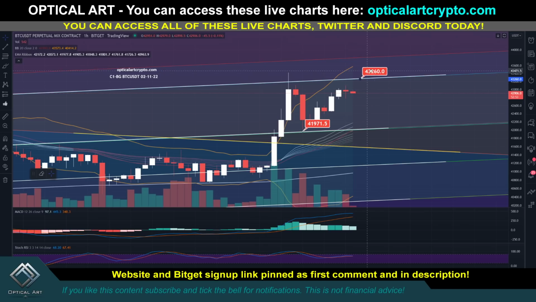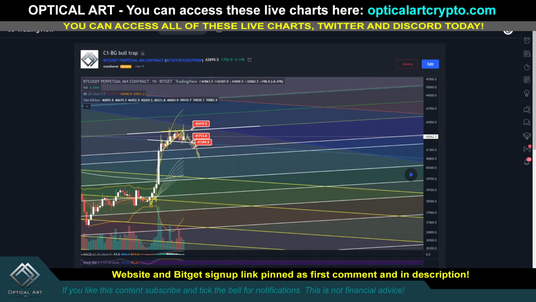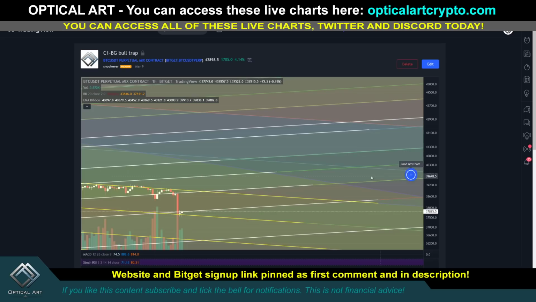So now you can see your resistance right now is 43,247, and your support is right here, 42,023. I will come back and give you support resistance levels in other charts as well. Just to show you, this is a C1 BG chart. Just want to show you the published version of this chart. This is published on March 9th. This cannot be edited. All I can do is hit play.